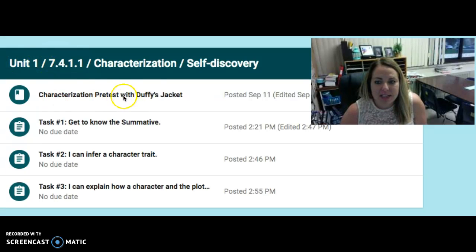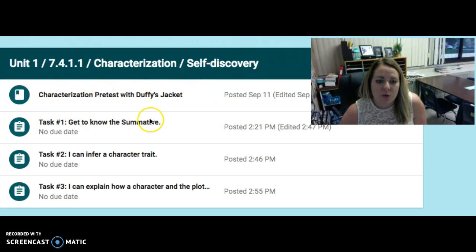I just wanted to take a minute to walk you through what you should be doing right now if you are not in the seminar. You should be in the classwork section of Google Classroom in the Unit 1 folder. And you are skipping the characterization pretest with Duffy's jacket because you already took that last week.